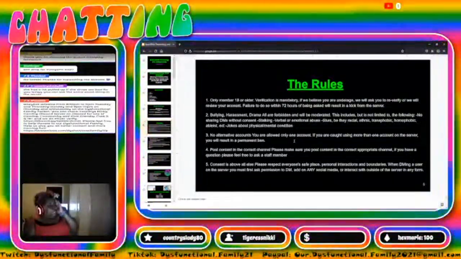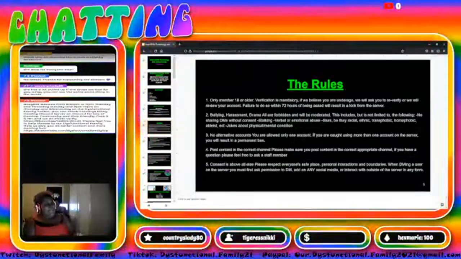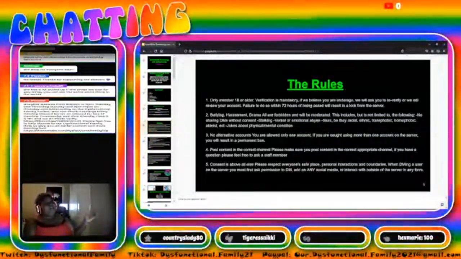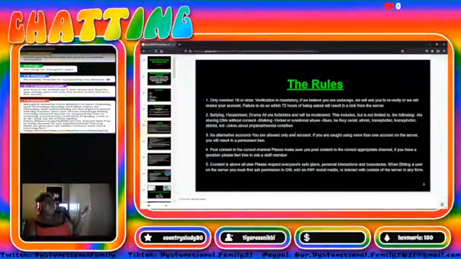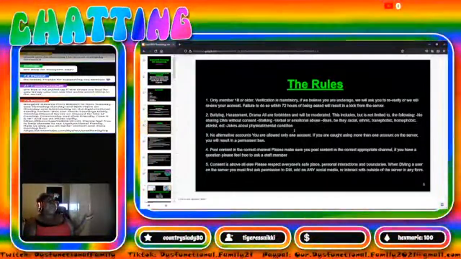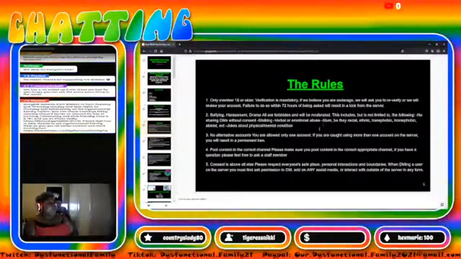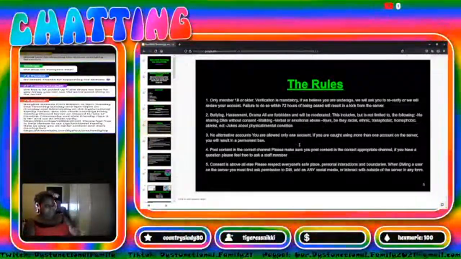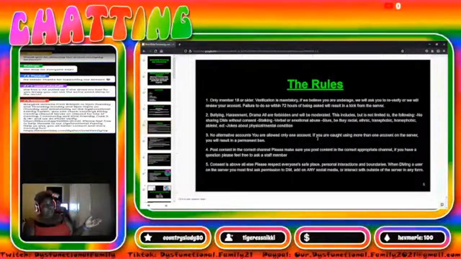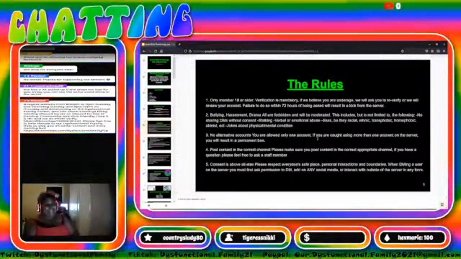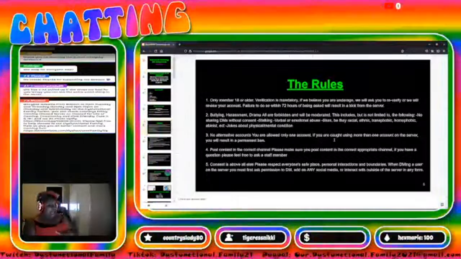So, we only allow 1 account per person. Don't come in here with 12 accounts thinking, if I break a rule on this account, it's okay, I have this account. No, we're only going to allow 1 account per person. And if we find out you have more than 1, you're gone. The ban hammer's being laid down. We're going to smack the shit out of you with the ban.